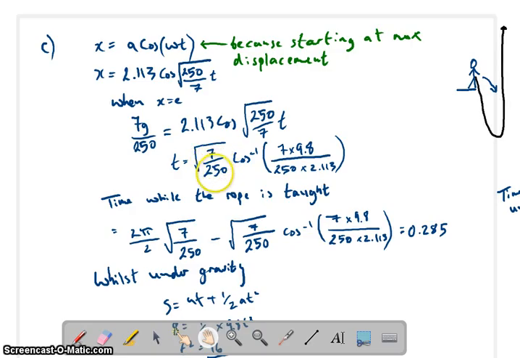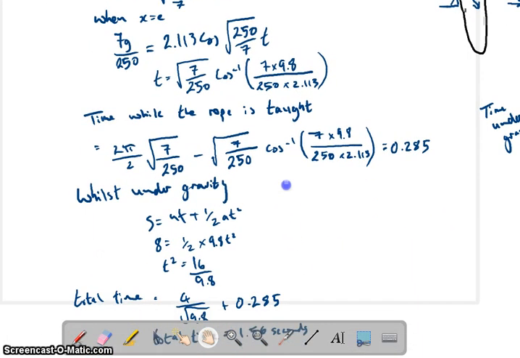So the time that the rope is taut is the period. The period is 2 pi over omega, so 2 pi over the root of 250 over 7, so that's 2 pi times the root of 7 over 250. Halve it, and obviously it's been halved because it's only half of the oscillation, from up to down. Take away this false time that we found above, and this is the time that the rope is under tension.